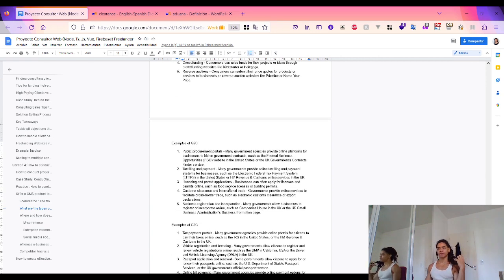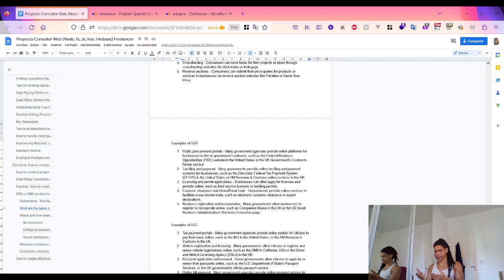Okay, so an example of government to business e-commerce: public procurement portals, where government agencies provide online platforms for businesses to bid on government contracts, such as the FBO, the Federal Business Opportunities from the United States, or the UK government Contracts Finder service.